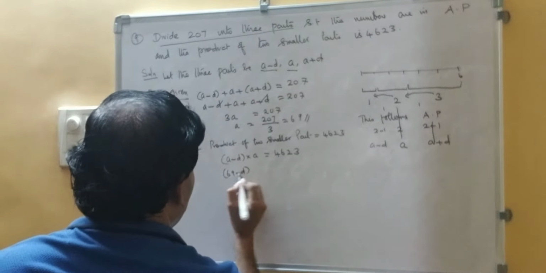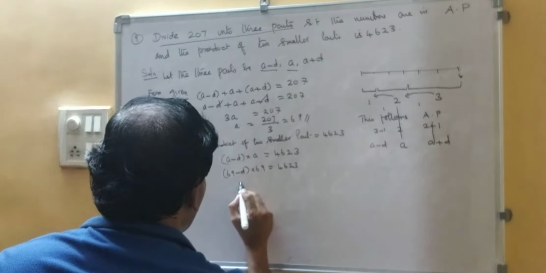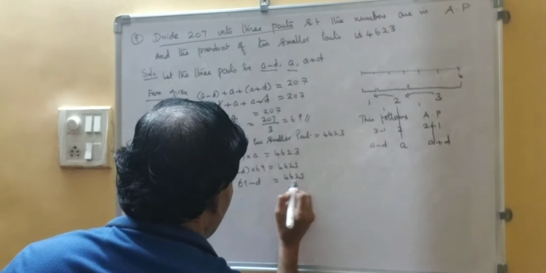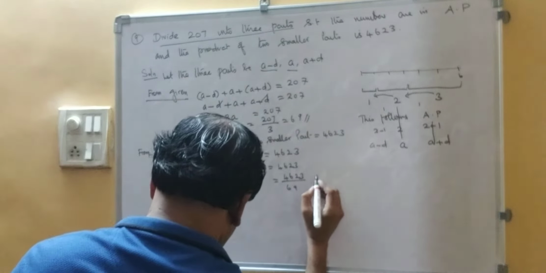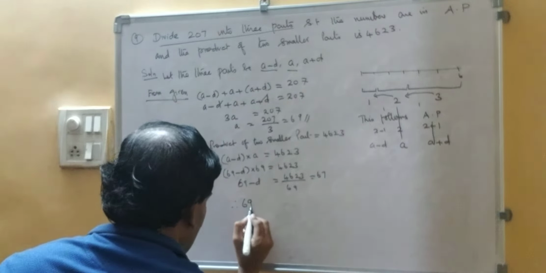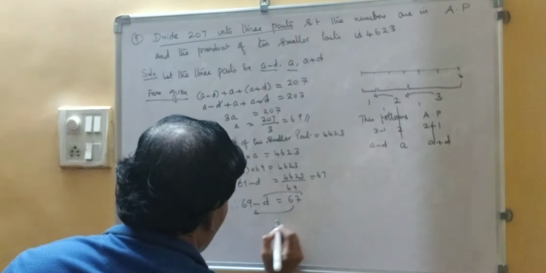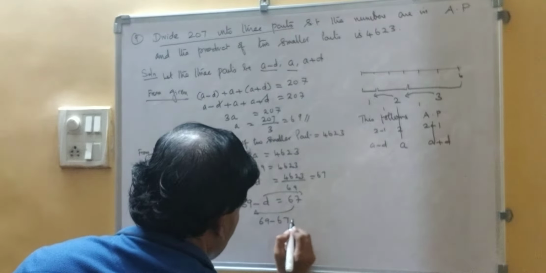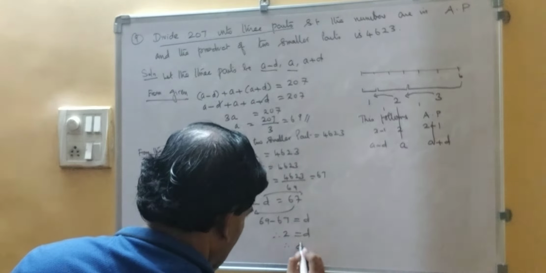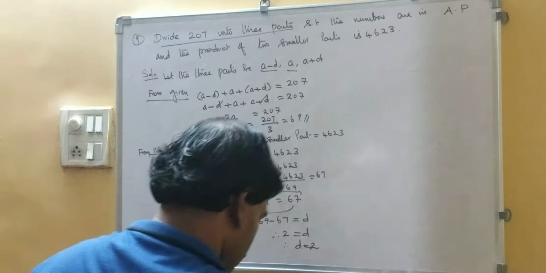69 minus D into 69 equal to 4623. So, 69 minus D equal to 4623 divided by 69, which is equal to 67. That is 69 minus D equal to 67. You take this here. So, 69 minus 67 equal to D. Therefore, 2 equal to D. Therefore, D equal to 2.